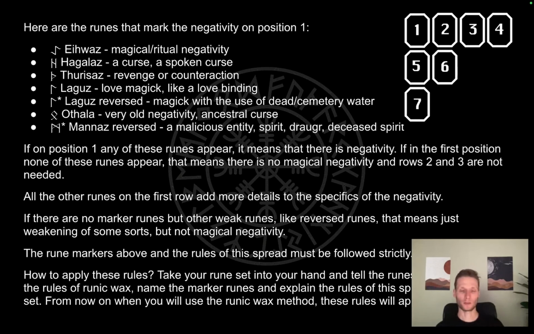So the rules are very strict. When you pull out the 4 runes, if any of these runes appear in the first position, it means that there is negativity. Only in the first position. So if in the first position none of these runes appear, that means that there is no magical negativity, and the second and third rows are not needed.